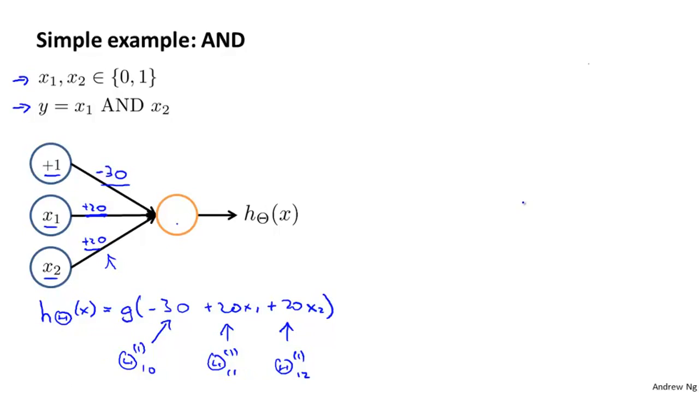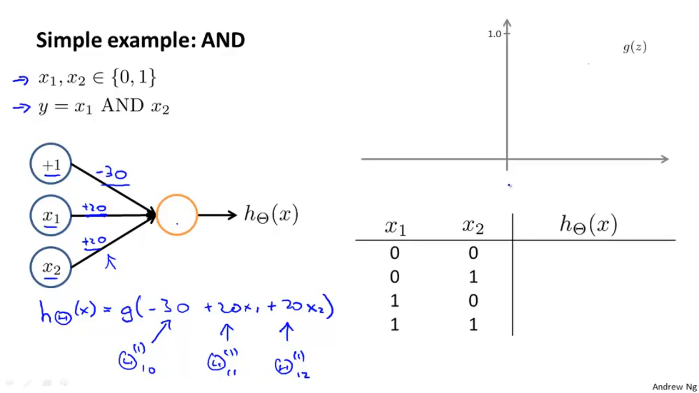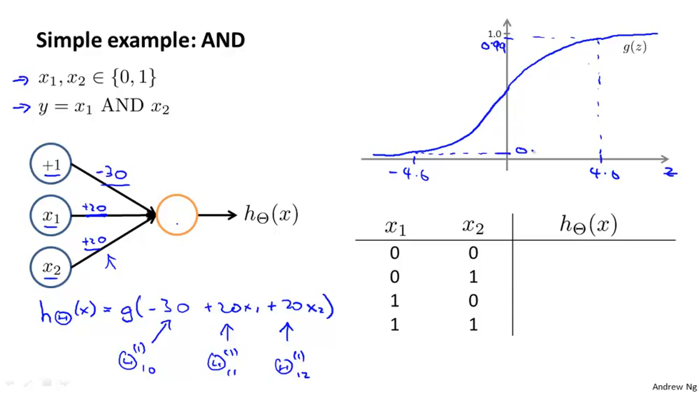Let's look at what this little single neuron network will compute. Just to remind you, the sigmoid activation function g of z looks like this. It starts from 0, rises smoothly, crosses 0.5, and then asymptotes at 1. And to give you some landmarks, if the horizontal axis value z is equal to 4.6, then the sigmoid function is equal to 0.99. This is very close to 1. And kind of symmetrically, if it's negative 4.6, then the sigmoid function there is equal to 0.01. This is very close to 0.